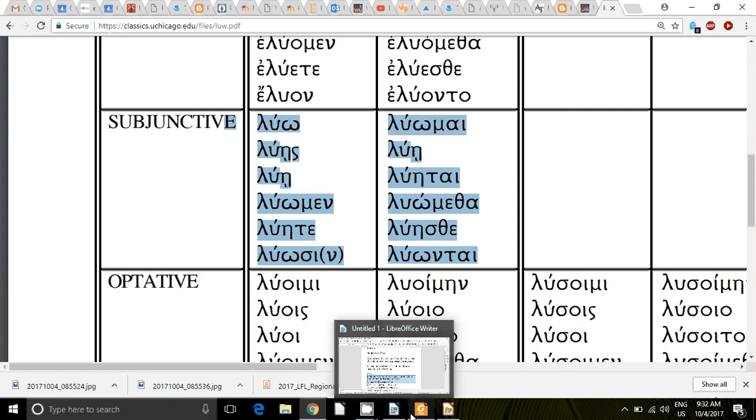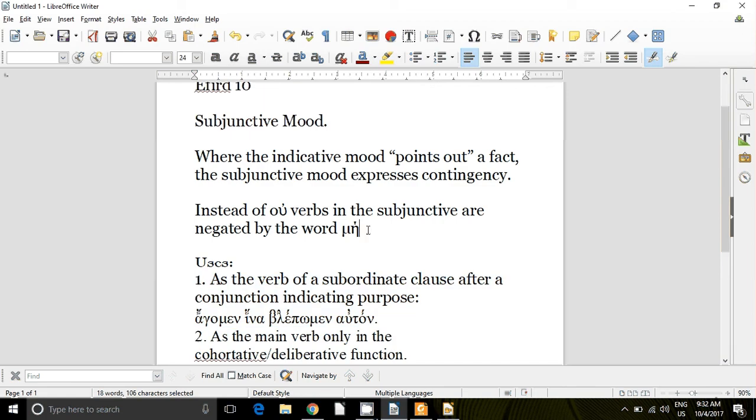Oh, and there's one note I forgot to mention. Instead of ou, which is our word for no or not with the indicative mood, in the subjunctive mood they have a different word used for no or not, and that is me. So they mean the same thing, ou and me, but one is used for the indicative mood and one for the subjunctive mood.